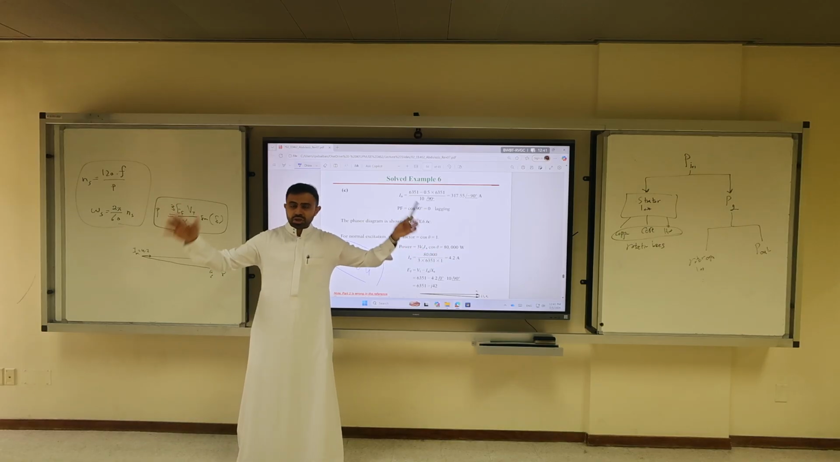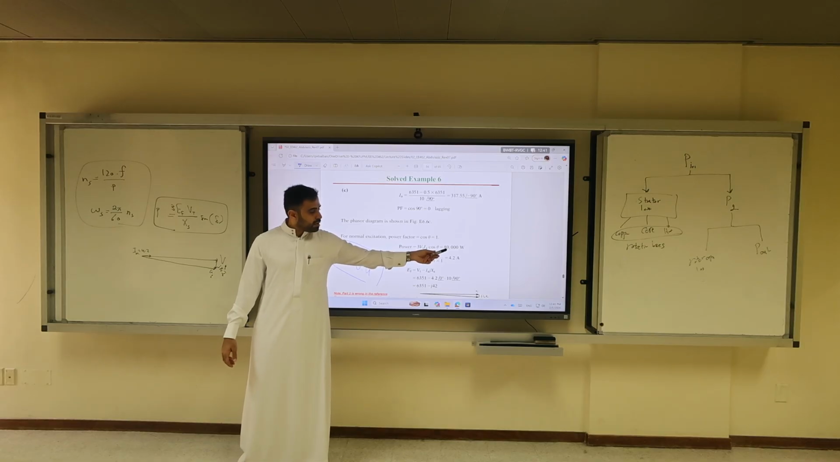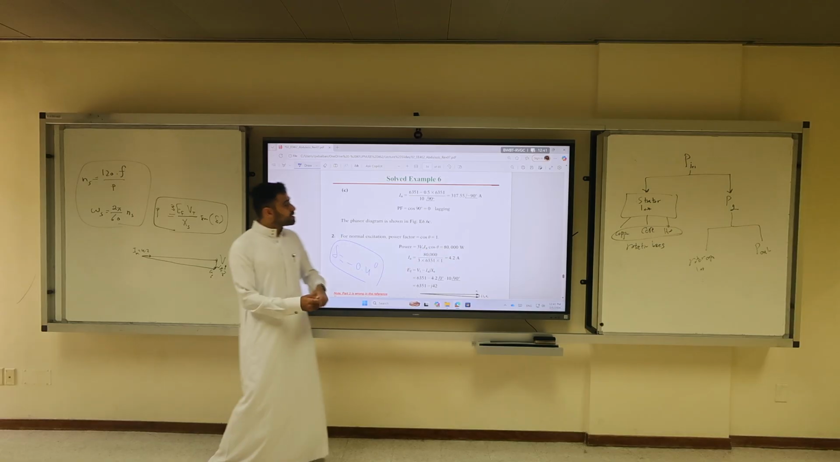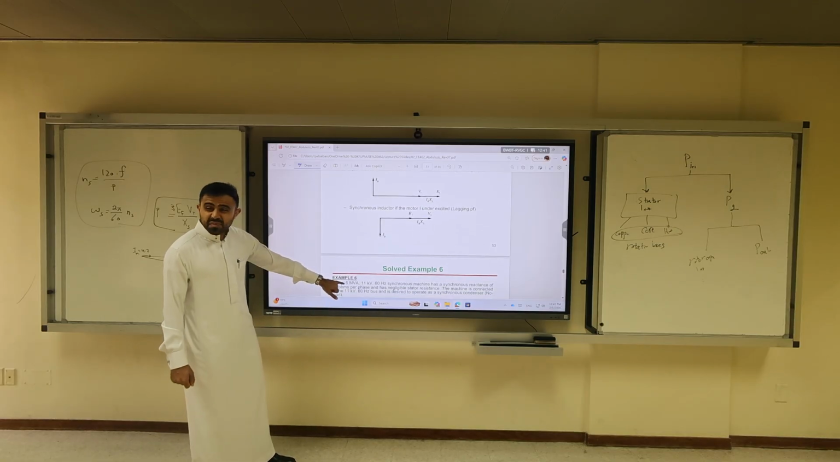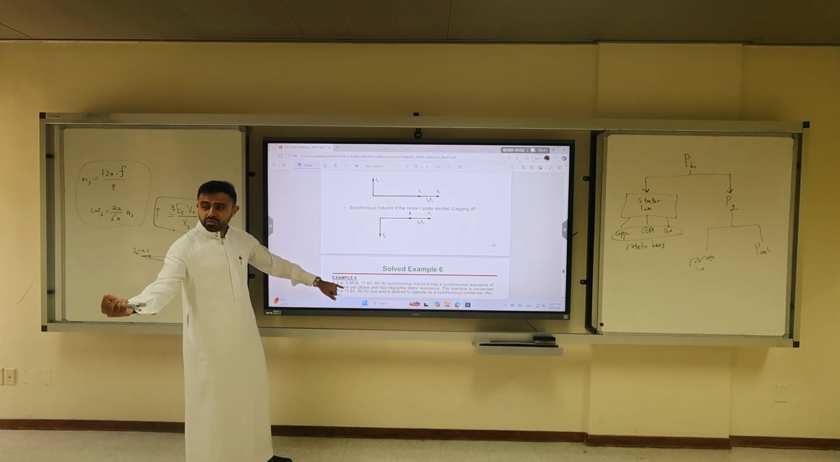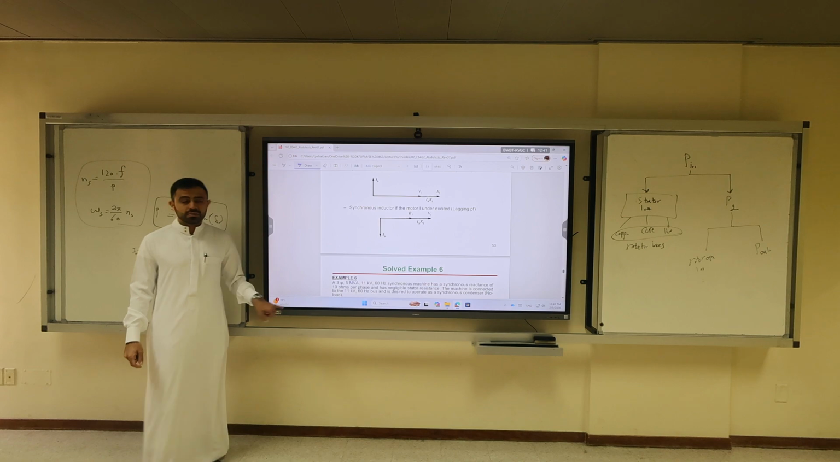For a big machine, 80 kilowatts... what's the rated capacity? For a 5 megawatt machine, 80 kilowatts is peanuts. So you can ignore it.